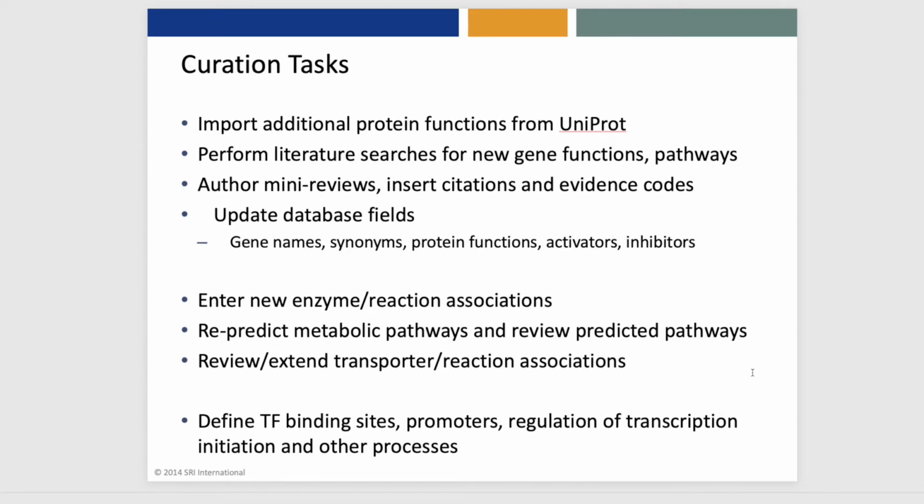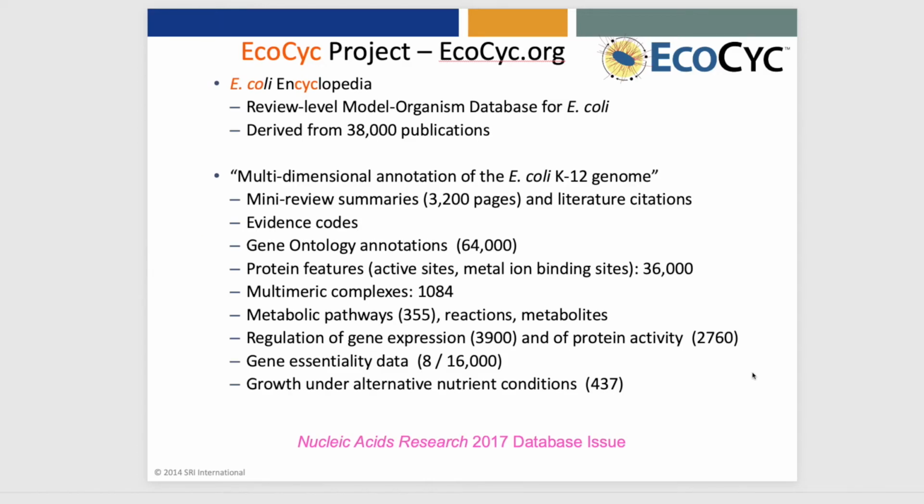regulatory sites and interactions. Our most highly curated database within BioCyc is the EcoCyc E. coli database, which has been derived from the curation of 38,000 publications, and it contains a wide variety of information, from gene ontology annotations to protein features to multimeric complexes to regulation of gene expression.